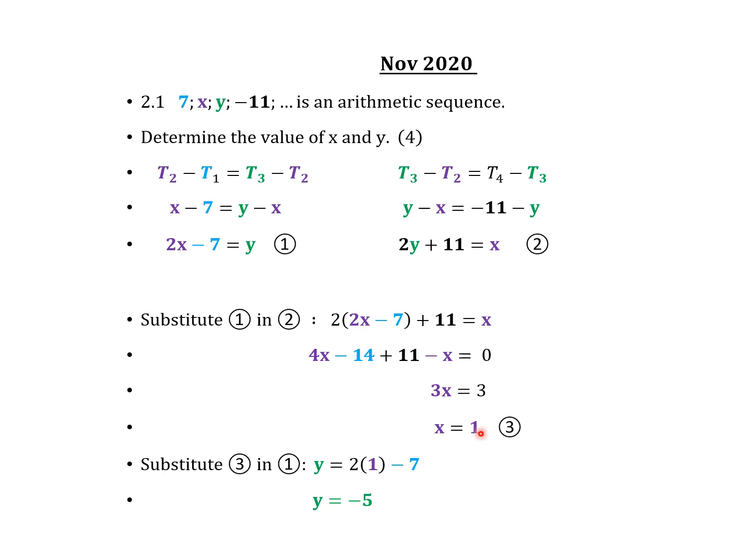Right, and if I take 1 back into any one of the equations, 2 times 1 is 2. 2 minus 7 gives me negative 5. So y equals negative 5. Right, so hope you follow, hope you understand. Let's look at the next exam question.